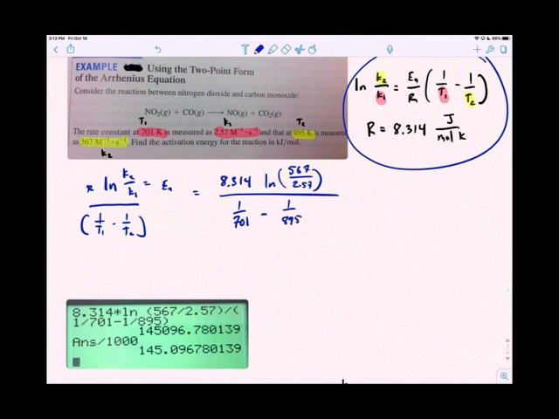And so now I'm going to look at this expression. What am I going to think about? Well, I think about these numbers here. So 1 over 701 minus 1 over 895, this is a positive number. So the denominator is a positive number. And the natural log here, 567 over 2.57, that's a positive number.